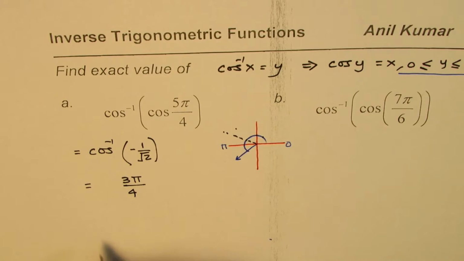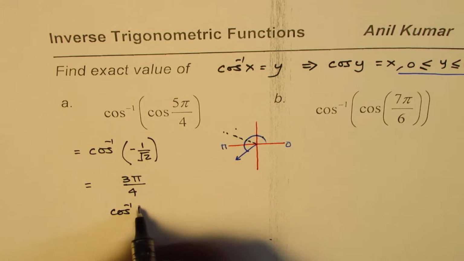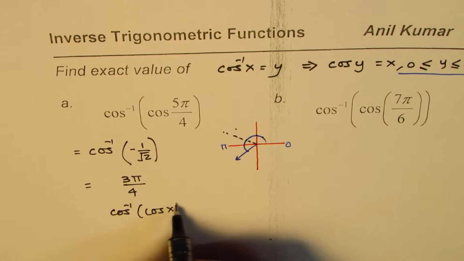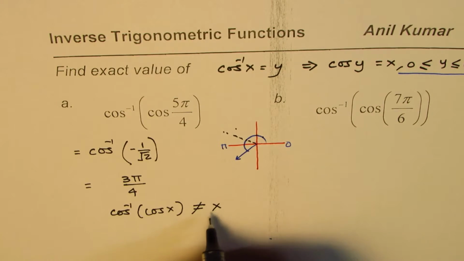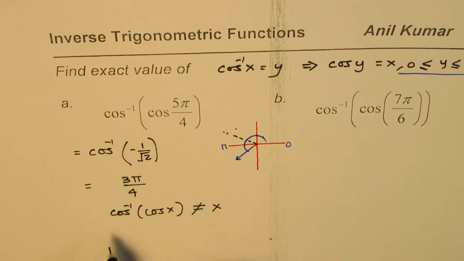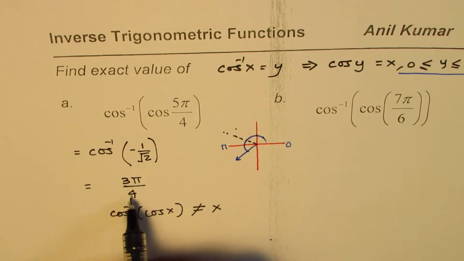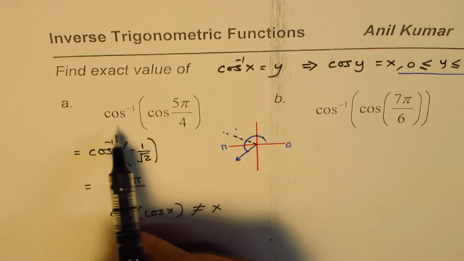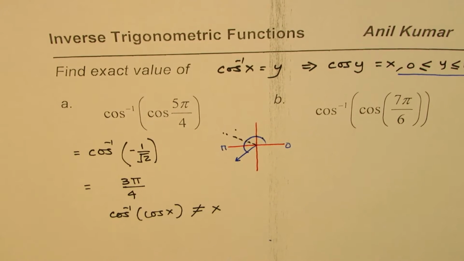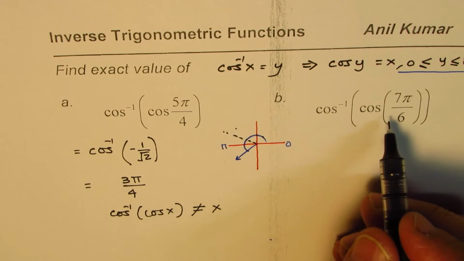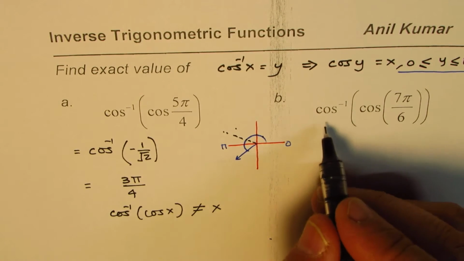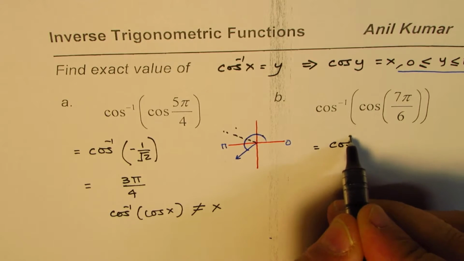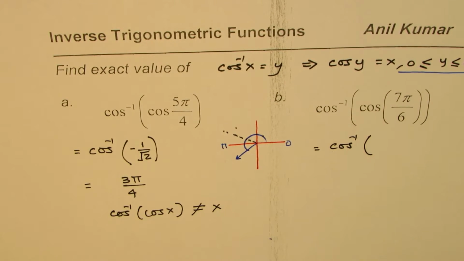So what you also notice here is that cos inverse of cos x is not really equal to x, right? x was 5 pi by 4 and we got 3 pi by 4, right? We got that different answer. The reason is that the value given here is not in the domain of inverse function of cos, right? That's the reason. Let's look into the next one, which is cos inverse of cos 7 pi by 6.